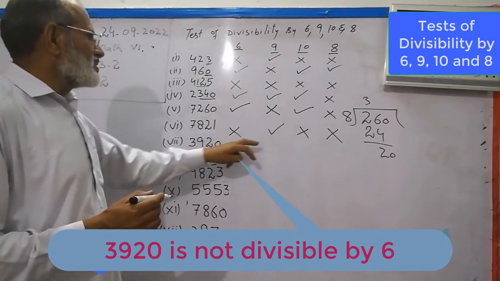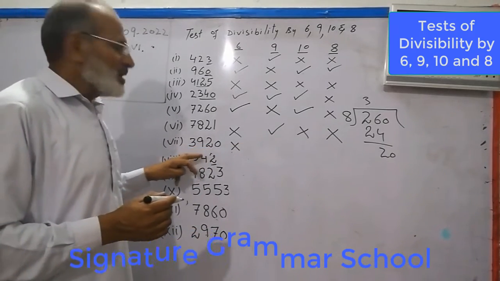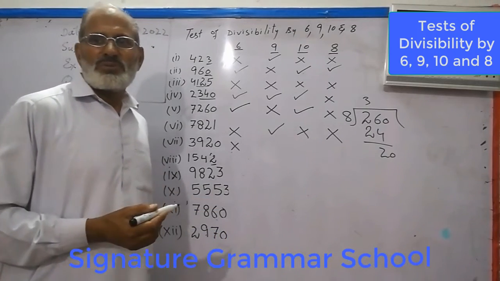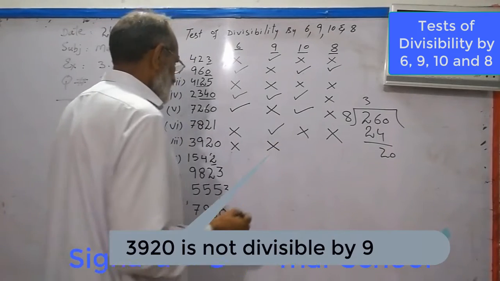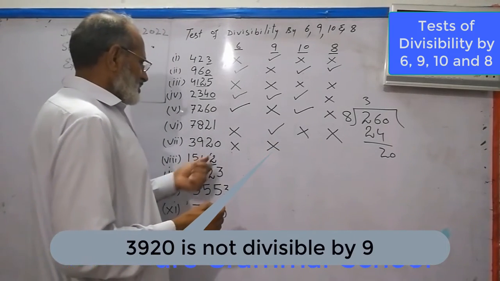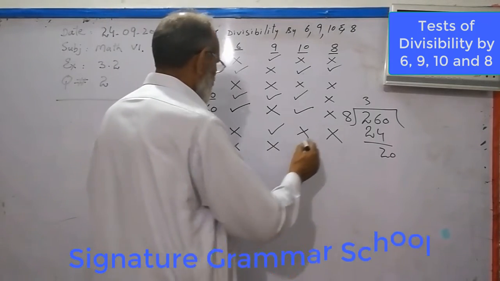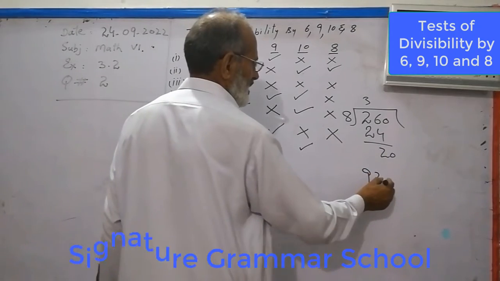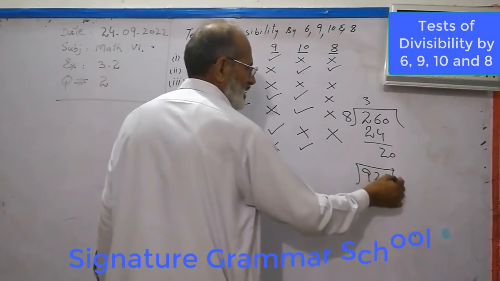And here for 9, 9 and 2 is 11, 11 and 3 is 14, and 14 does not come in the table of 9. Therefore, it is not divisible by 9, but it is divisible by 10 because here it is 0 at the unit place. And let's see whether this value is divisible by 8 or not. So we are taking these 3 digits. We are trying to divide it by 8.